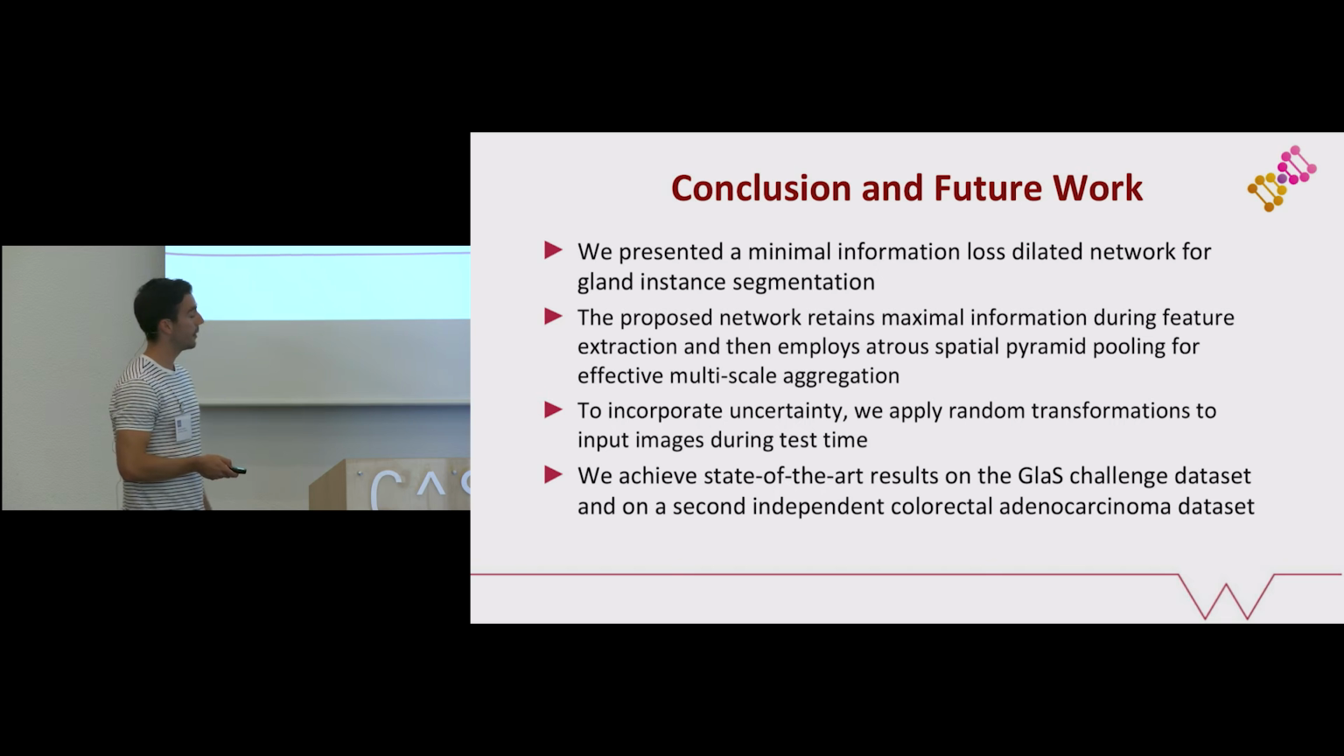So to conclude, we presented a minimal information loss dilated network for gland instance segmentation, where we reduced the loss of information caused by max pooling by introducing 2 additional residual units, and we also aggregated multi-scale information by using Atrous spatial pyramid pooling. We incorporated uncertainty via random transformation sampling and achieved state-of-the-art performance on 2 independent colorectal adenocarcinoma datasets.